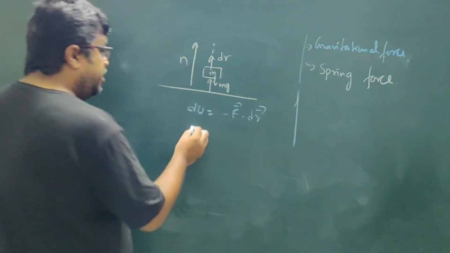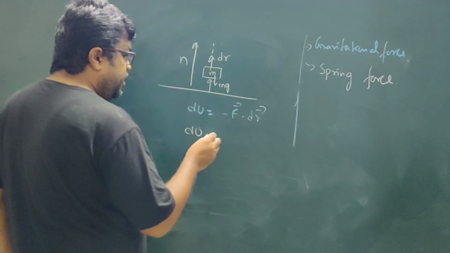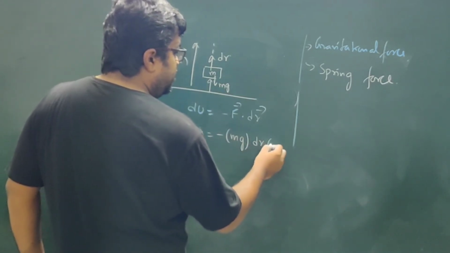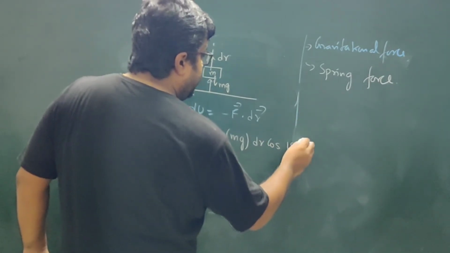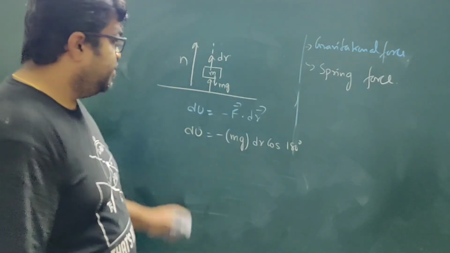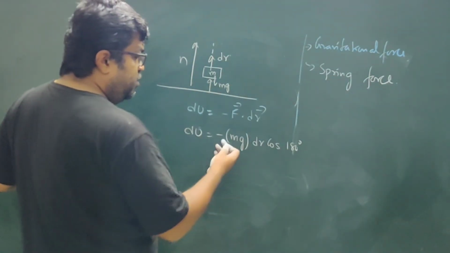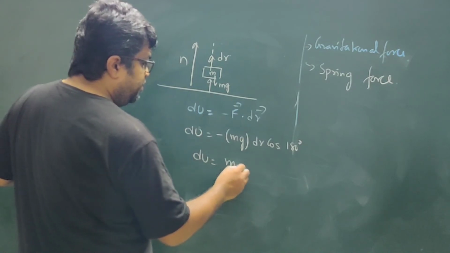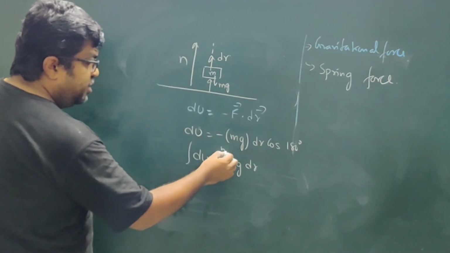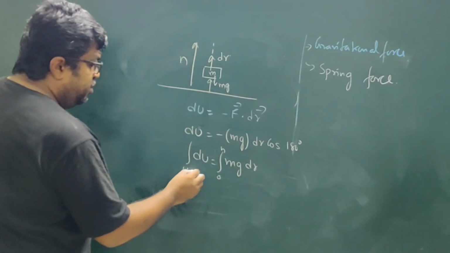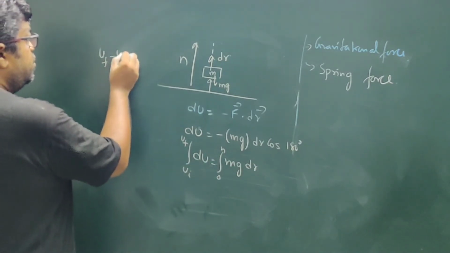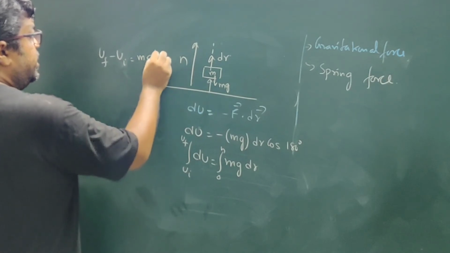Here dU, the change in potential energy, is minus F, the gravitational force, dr cos 180 degrees, because mg is acting in the downward direction and dr is acting in the upward direction. Cos 180 is minus 1, so this becomes plus, so dU is equal to mg dr. If you integrate this from 0 to h, with U initial to U final, and simplify, what do you get? U final minus U initial is equal to mgh.